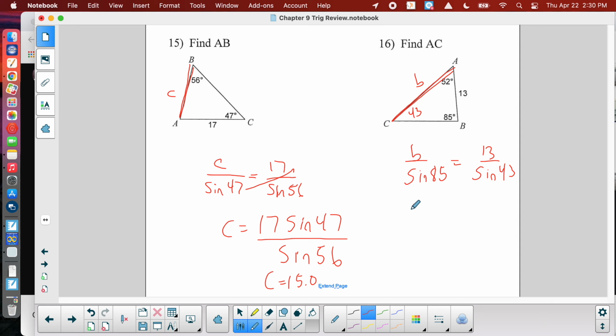Cross multiply, B equals 13 sine 85 over sine 43. Pop that in my calculator, and I should come up with 19.0.